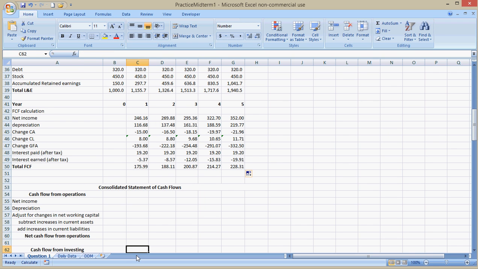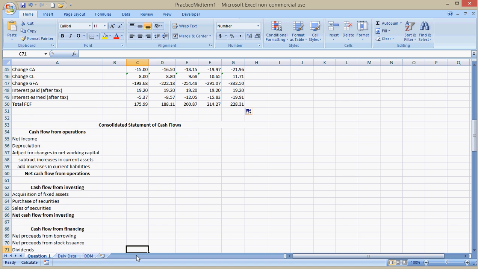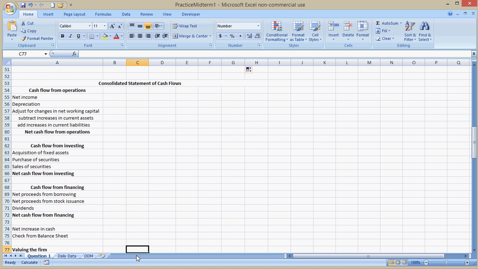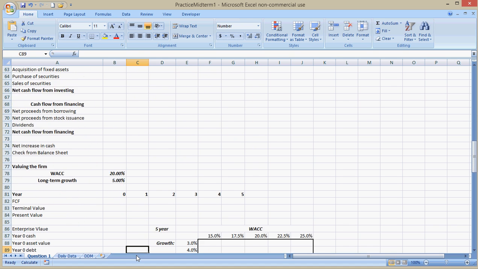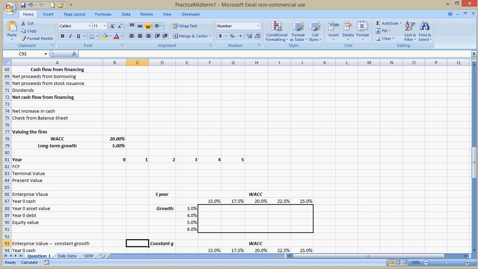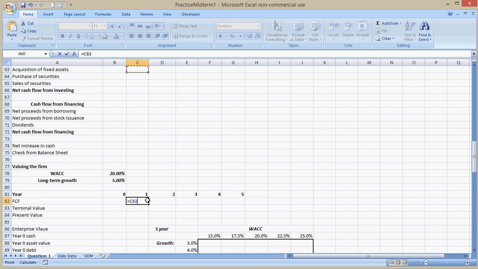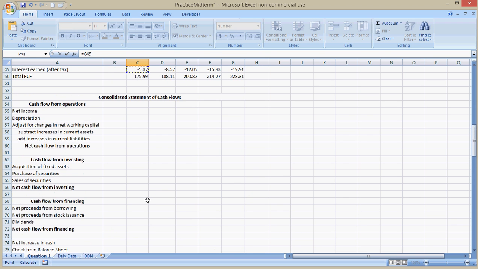I'm going to skip the statement of cash flows. You can just walk through the book with those, hopefully, and do that pretty easily. I want to go to the valuation portion. So what I'm going to do down here, because I'm going to do something a little bit different than the book, I'm just going to get the free cash flows from up here.